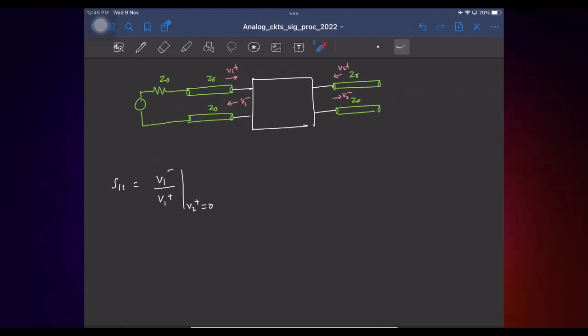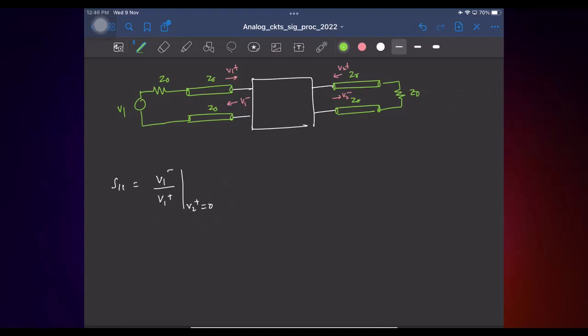I mean, this Z0 should match the cable's Z0. Okay, so this is the deal. I'll apply the input here, no issues. I want to make sure V2 plus is 0. So basically, if I apply some input, the forward wave goes, something goes here. That should not get reflected. So what should I do? I'll put a Z0 here.